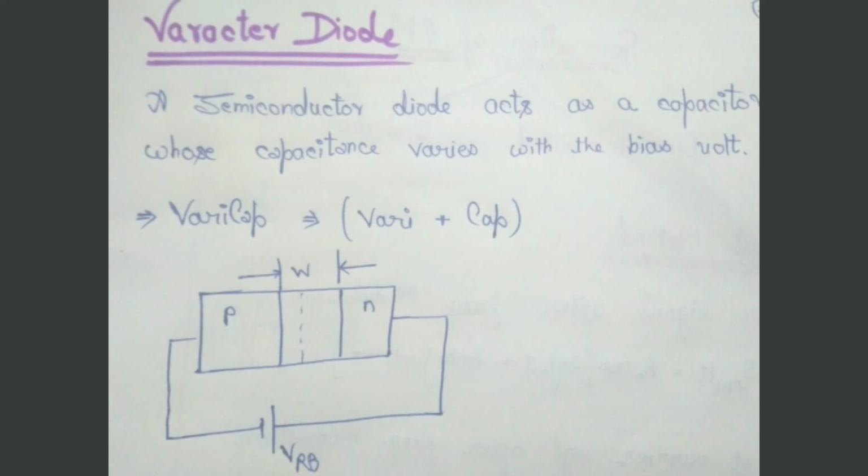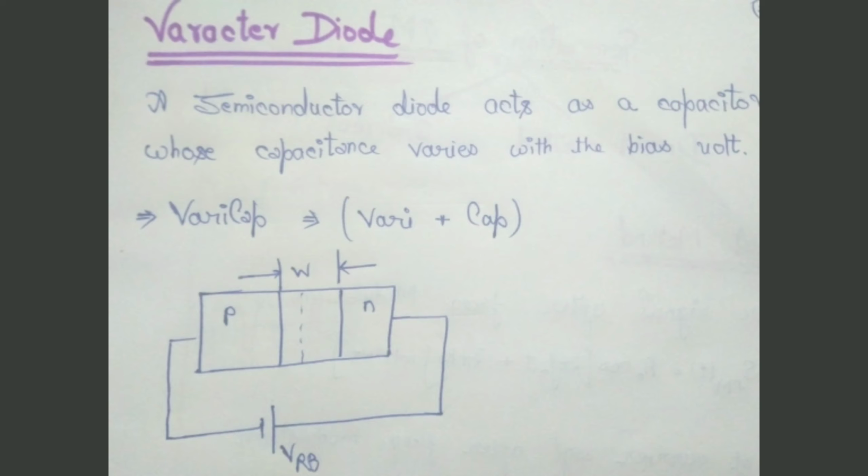Varactor diode is a simple semiconductor diode which acts as a capacitor whose capacitance varies according to the bias voltage. Means according to the bias voltage, capacitance varies. That diode is known as the varactor diode. It is also known as varicap, that is vary plus cap. Vary is variable and cap is for capacitor.